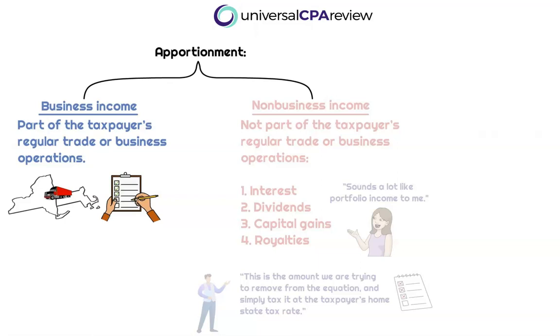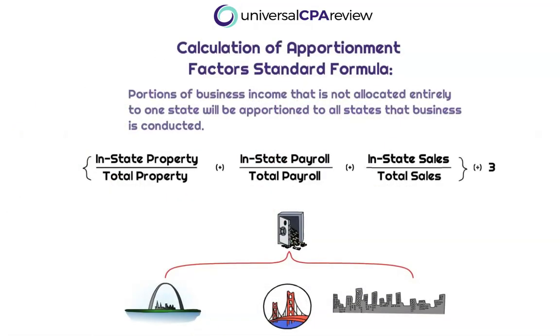So when it comes to apportionment, we're focused on three factors in our formula. We're going to focus on property, payroll, and sales. Okay, so this is the formula that we're going to be using. All right, so again, we have three factors.